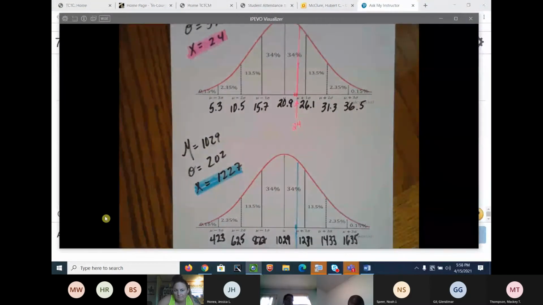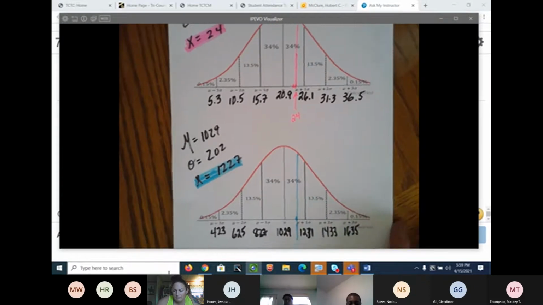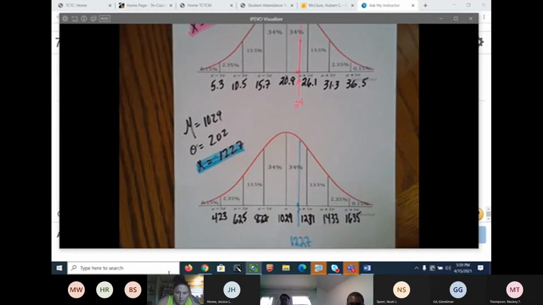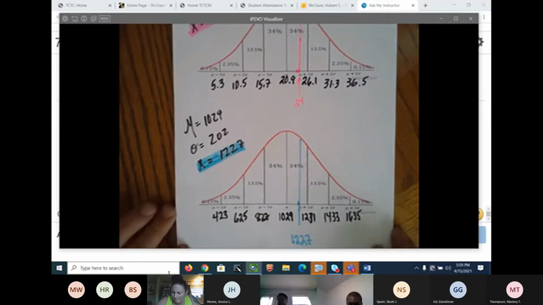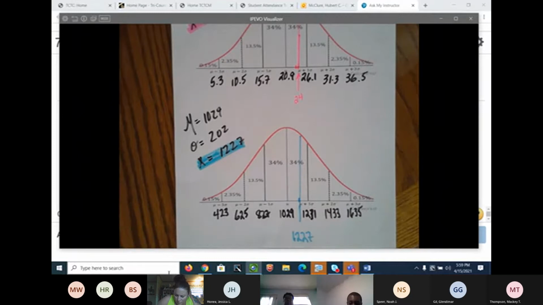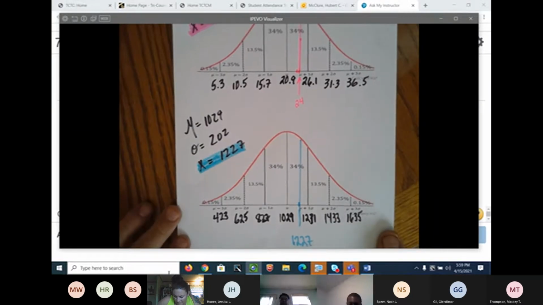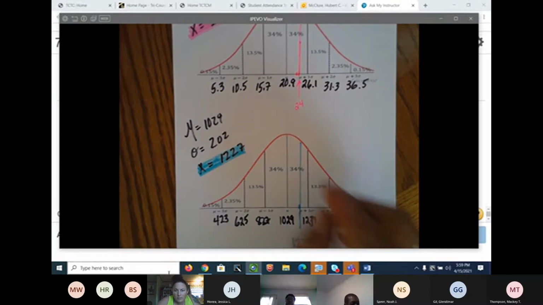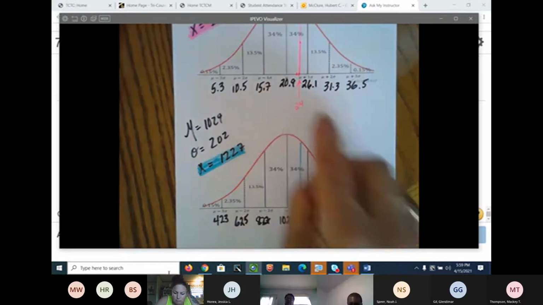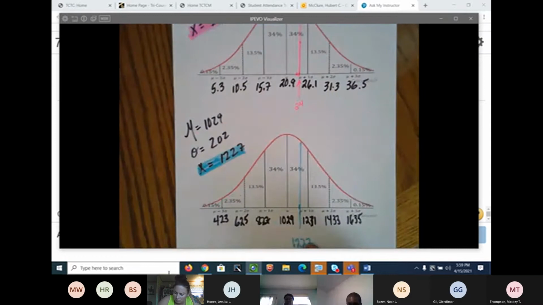Now, the question says, which test score is better? There's two problems with being able to tell which test score is better. Can somebody tell me what the two problems are? Why can't we tell which one's better? Yeah, different scores. Well, you're comparing apples to oranges, just like, remember LBJ versus Shaq? I'm comparing a test score of 24 to a test score of 1227. What else is a problem?